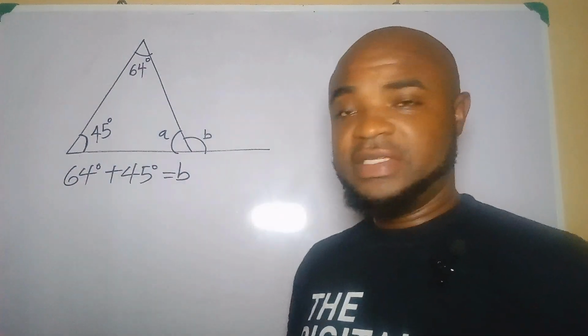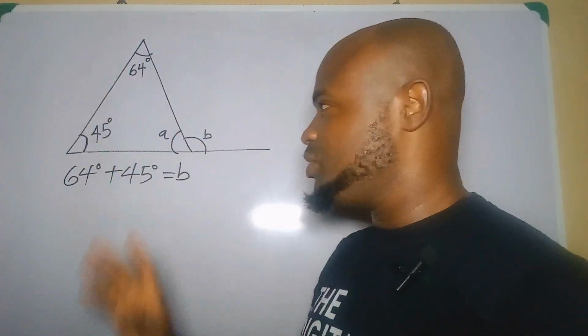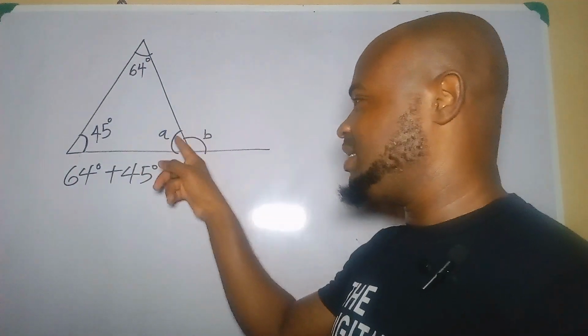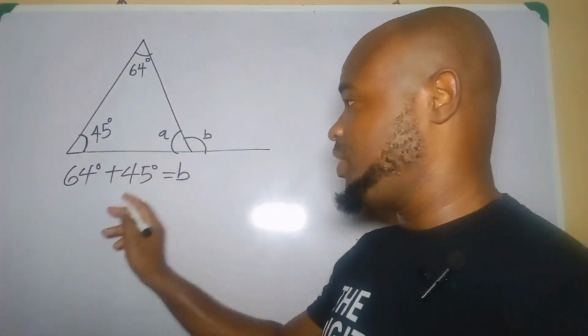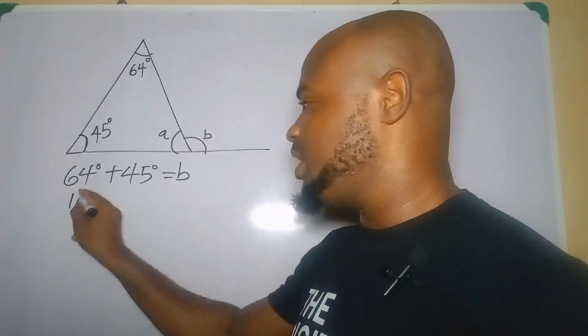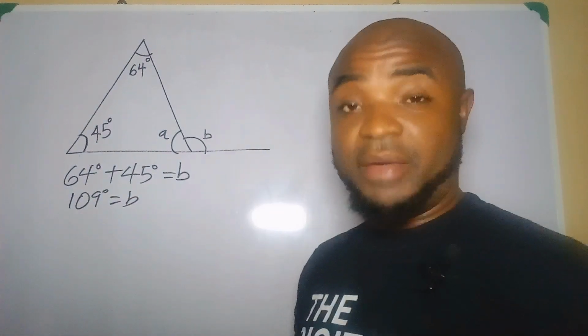Are we following? Fantastic. So that means the sum of two interior opposite angles always gives you what? An exterior angle. And this other A is the adjacent angle to B. Okay, so I'm going to be finding B first, which is 64 degrees plus 45 degrees. That will give me what? 109 degrees. That is B equals 109 degrees. Are we following?